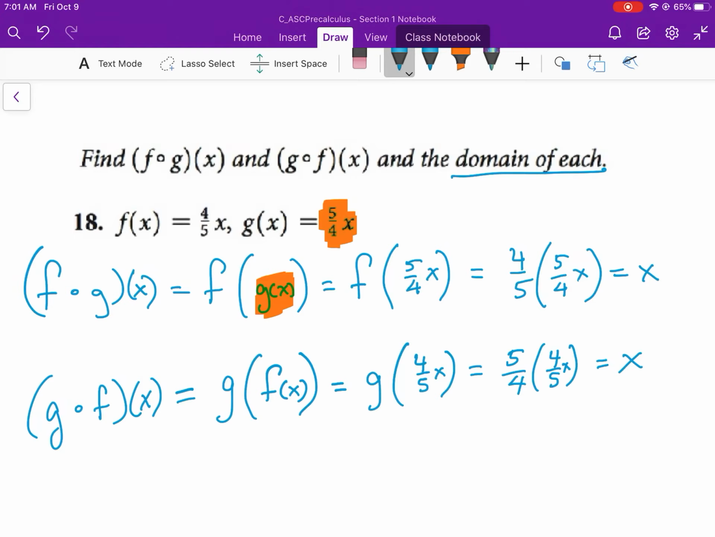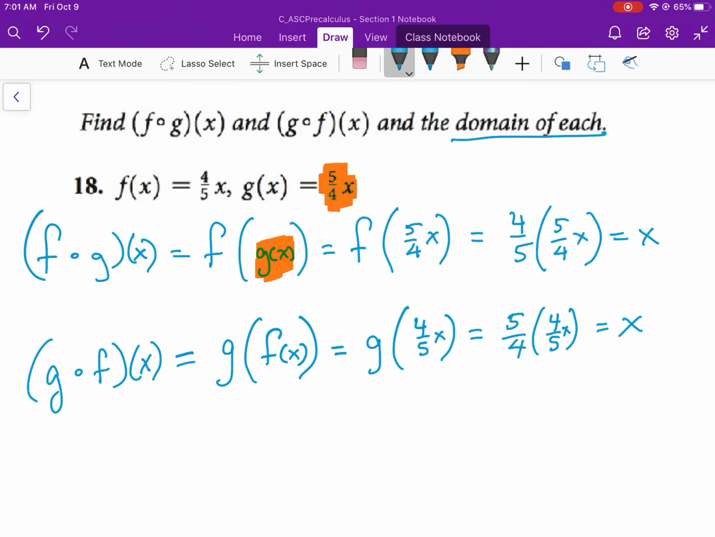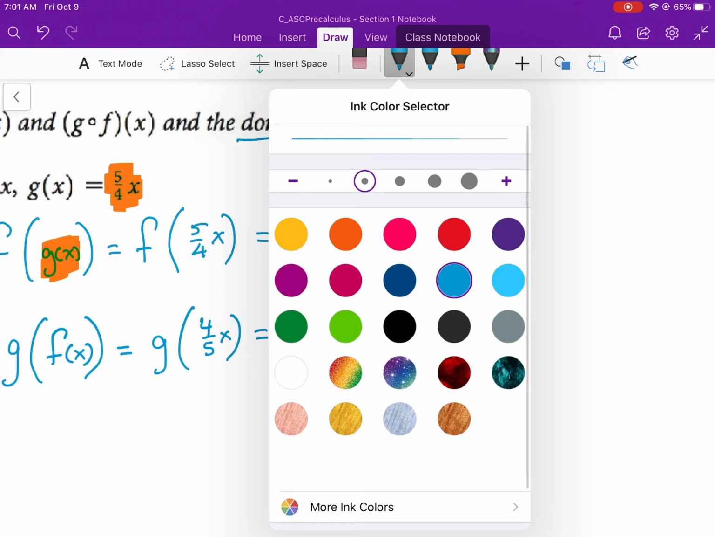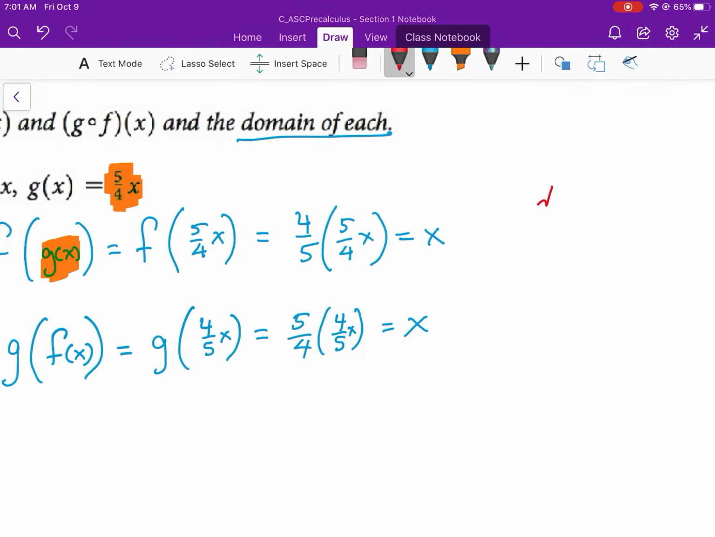Well, remember yesterday we talked about domain, and are there any fractions or radicals? And you say, well, there's this fraction 5/4 or 4/5, but that doesn't really count because the x is not in the denominator. We only care if x is in the denominator or if it's in a radical. And if x is not in the denominator, then my domain for both of these is all reals. Remember how we wrote that yesterday?